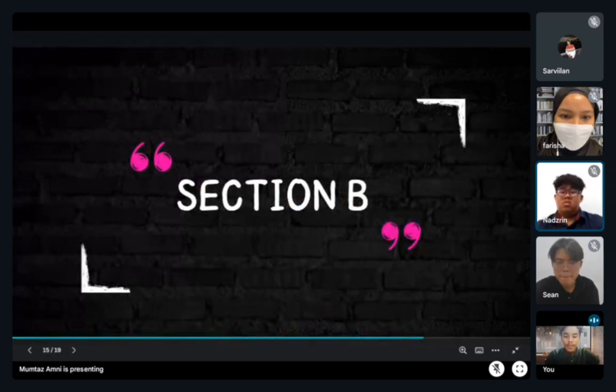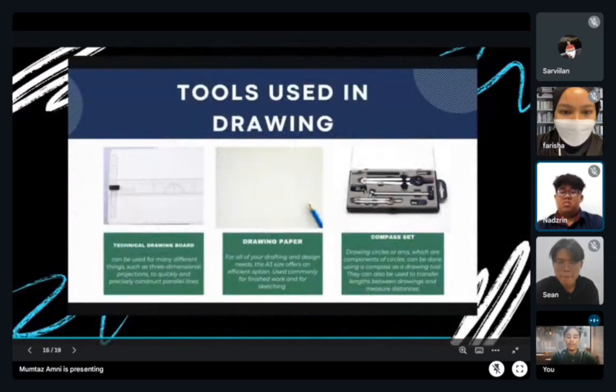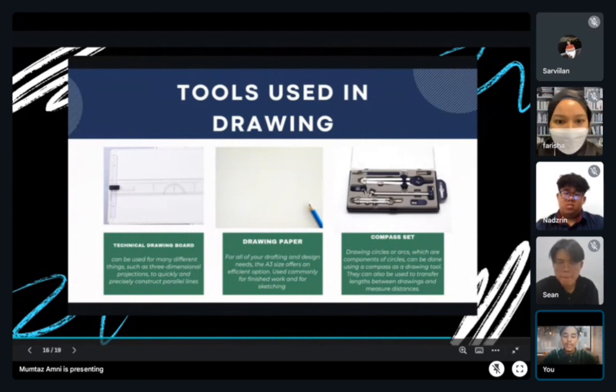Next is section B. Section B is about the tools we use in drawing. The first tool that we use is technical drawing board. It can be used for many different things such as three-dimensional projectors. The technical drawing board is also used to quickly and precisely construct the parallel line in drawing.